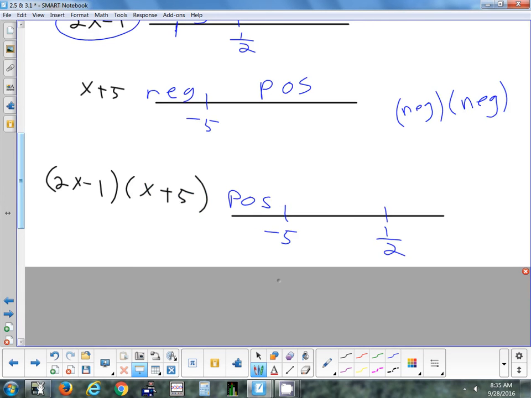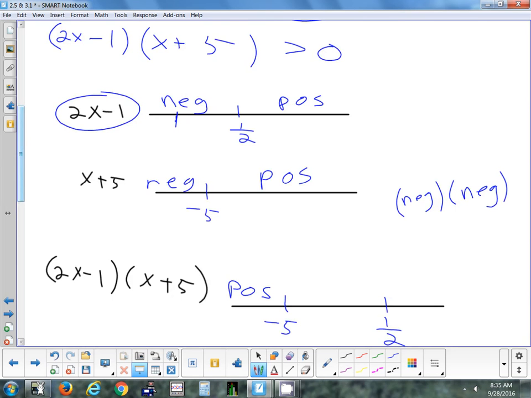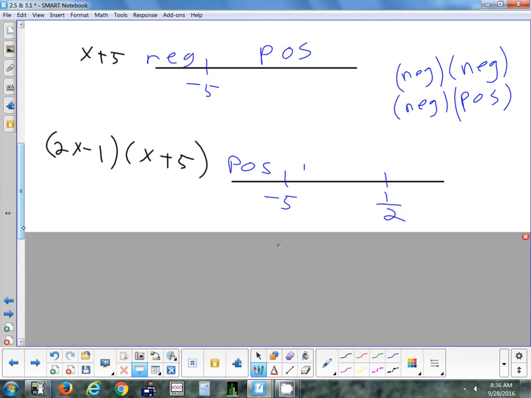Now we're going to look at what happens when we're between -5 and 1/2. In the first one, if you're between -5 and 1/2, what kind of number do you get? Negative. How about in the other one, between -5 and 1/2? Now you're getting a positive. And you're going to multiply together a negative times a positive, and that's a negative.